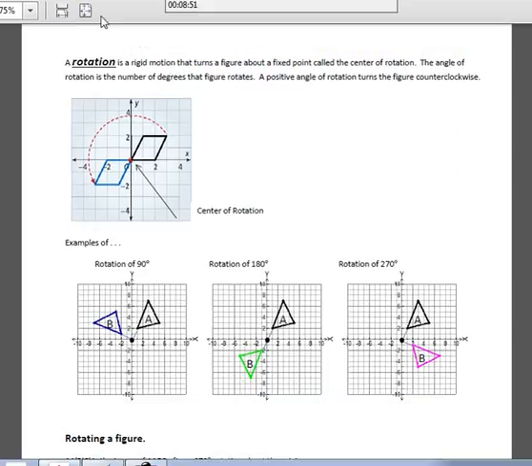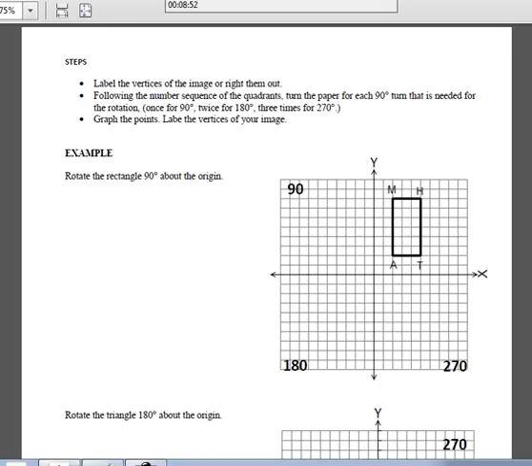Alright, so let's take a look at another example over on page 29. So here are the steps. Label the vertices of the image, or write them out. Follow the number of sequences of the quadrants. Turn the paper for each 90 degrees that's needed for the rotation. So remember, 1 turn, 2 turns, or 3 turns. And then graph the point, label the vertices of your image. Alright, so I'm going to show you how to do this in this example, and then let you try it on your own in the example below.